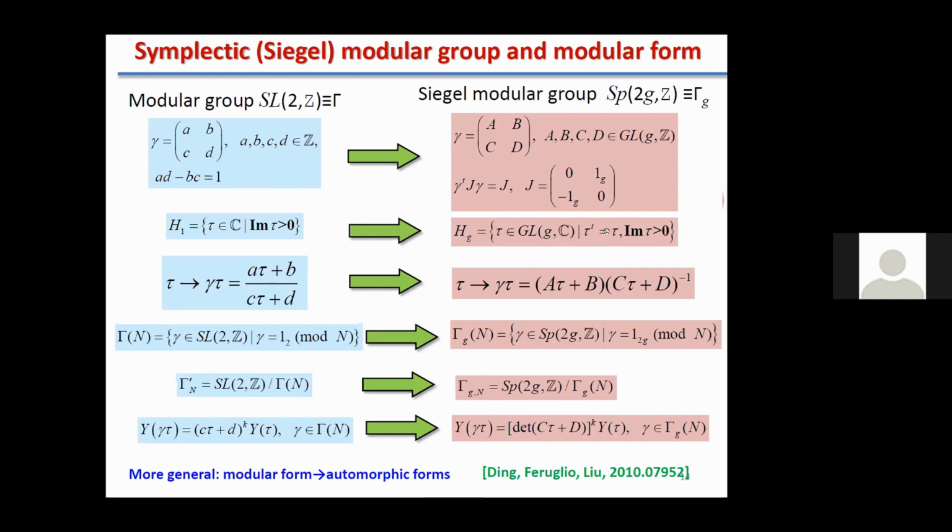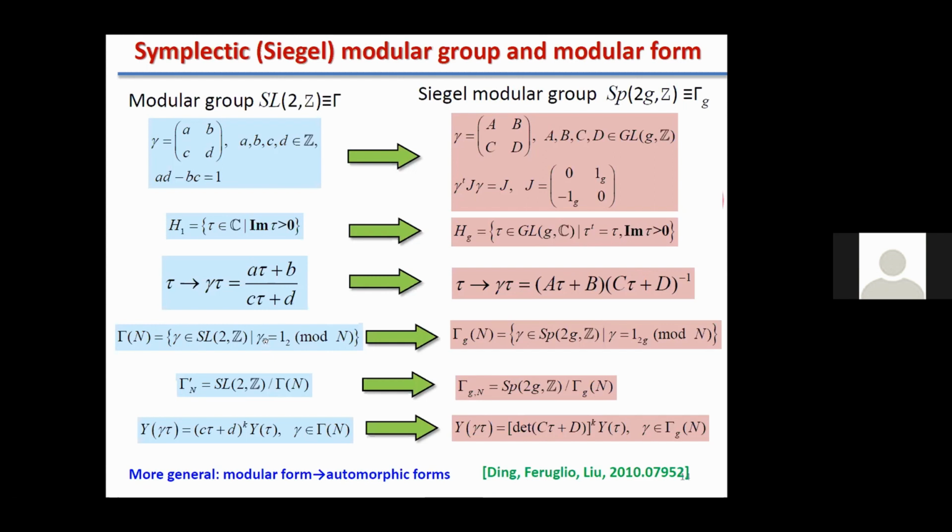So it has three complex moduli: two diagonal elements and the off-diagonal one. And the modular transformation is also a straightforward generalization: a tau plus b over c tau plus d becomes capital A times tau plus capital B, times the inverse of capital C tau plus D.